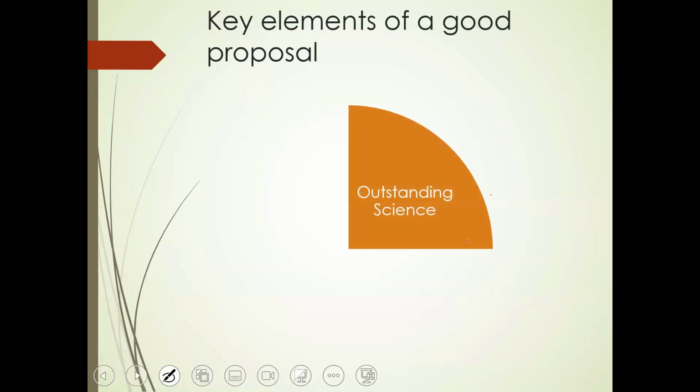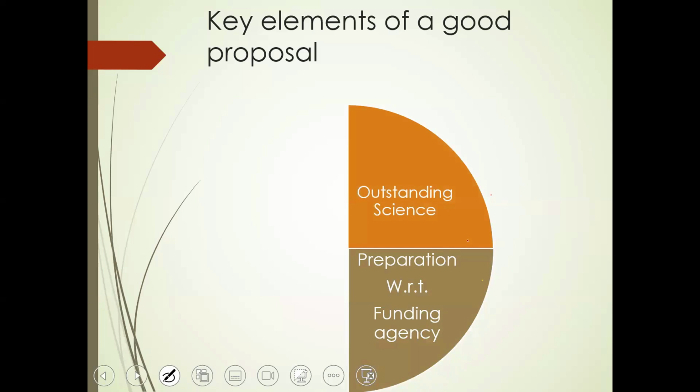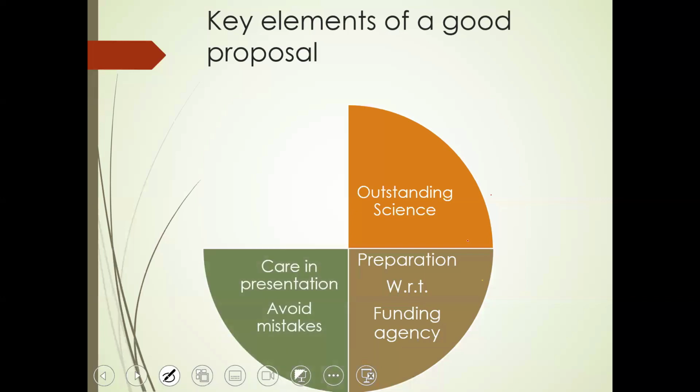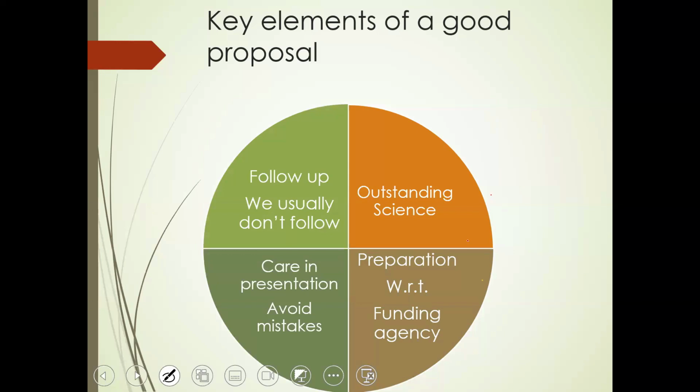So, key elements of a good proposal. There should be outstanding science. You have to prepare your proposal with respect to the funding agency, as we talked about, and then take care in presentation to avoid mistakes. This is a very technical point. Sometimes you have a very good idea, but you do not write it in a proper way. Only you know the details, the nitty-gritty of your proposal. The others do not know. And remember, in the funding agencies and regulatory authorities, not all of them are scientists. They are just MBA degree holders. They are not health professionals.